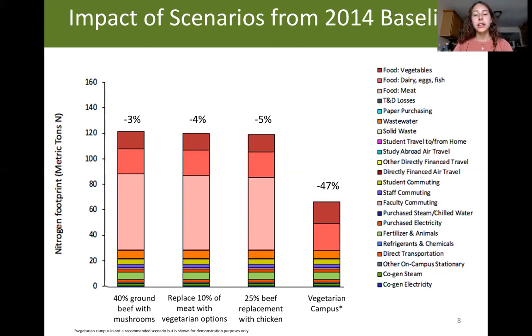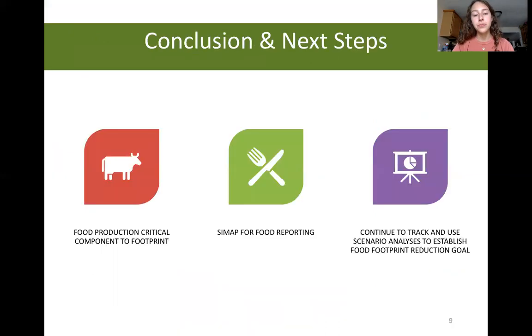Now, the last one here is a vegetarian campus scenario. This is not something that UNH is recommending, is not something that we are considering. However, it is important to see the magnitude of impact that meat has to the overall footprint. So theoretically, if we were to no longer provide meat through UNH, we would see a 47% decrease in our overall nitrogen footprint, which is nearly half. So it's very important to see, again, the magnitude that meat has to your nitrogen footprint specifically.